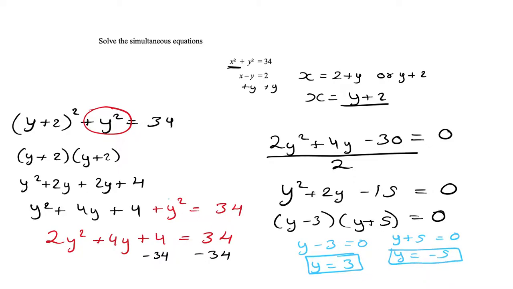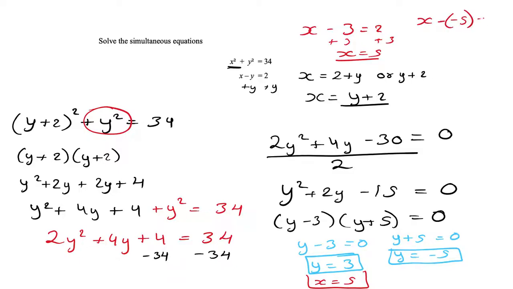We need to substitute these back into the equation. So when y is 3, x minus 3 is 2. We can add 3 to both sides to get that x is going to be 5. So when y is 3, x is 5.